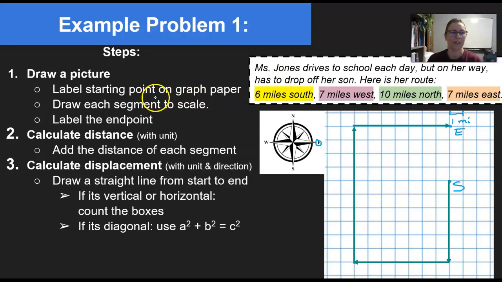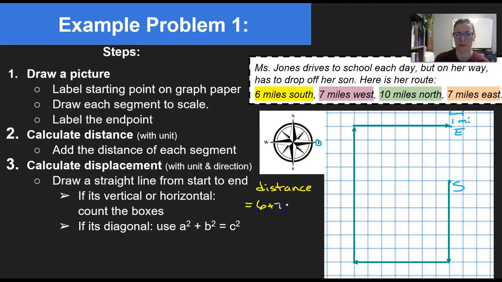The last thing to do is to calculate the distance and calculate the displacement. So for the distance, if we're calculating the distance, all you have to do is add up the numbers. We had 6, 7, 10, and 7.